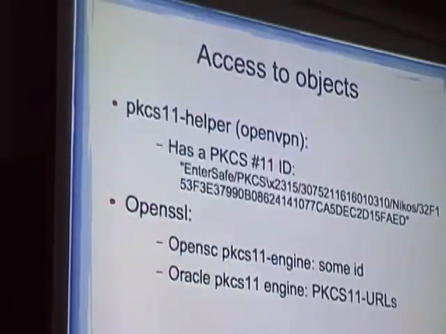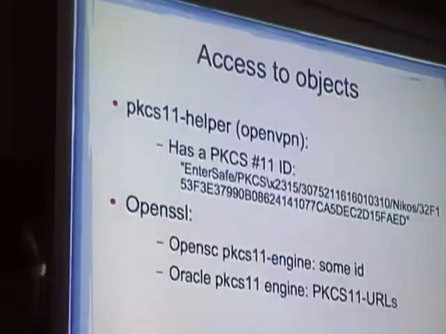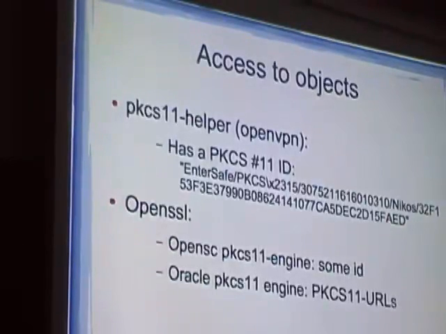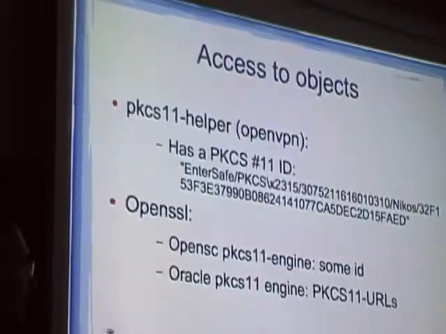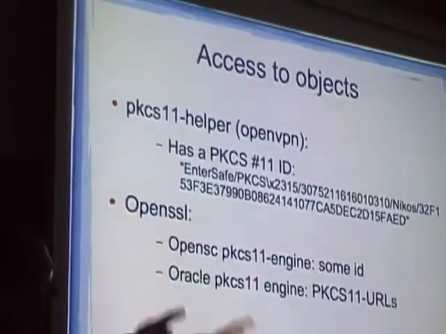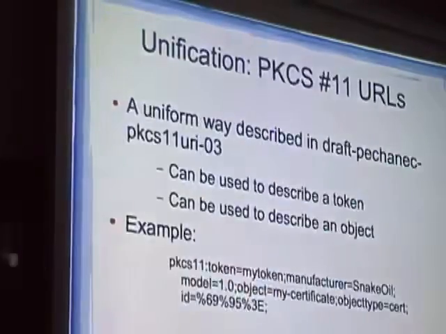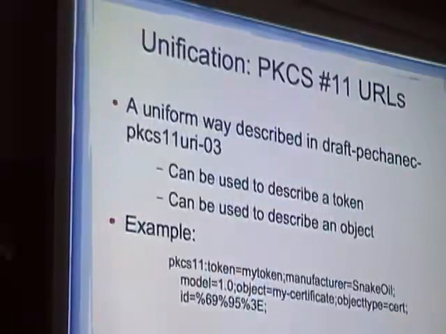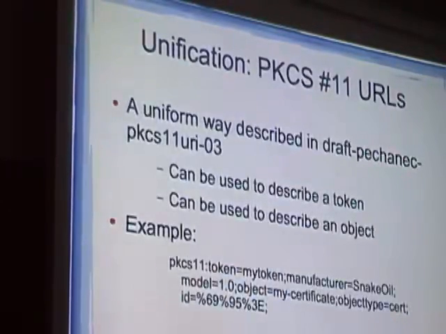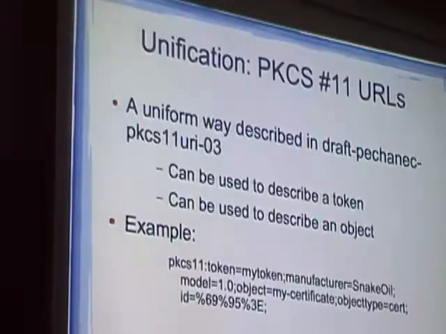In OpenSSL, if you use the pkcs11 OpenSC engine, it's some other different ID. But a nice thing that occurred in the Oracle pkcs11 implementation is that they created the concept of pkcs11 URLs. This is a standardized way to specify tokens, standardized via EF. It's specified on this graph, and it can be used to uniquely describe a token and also an object. You can specify both things.